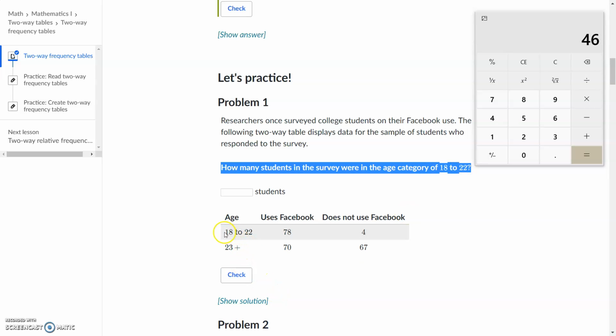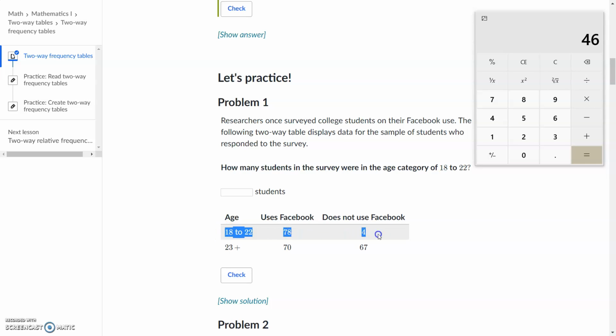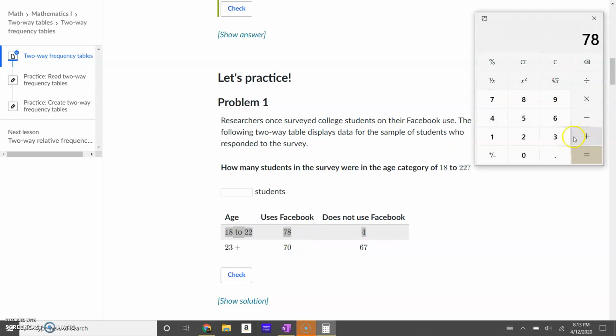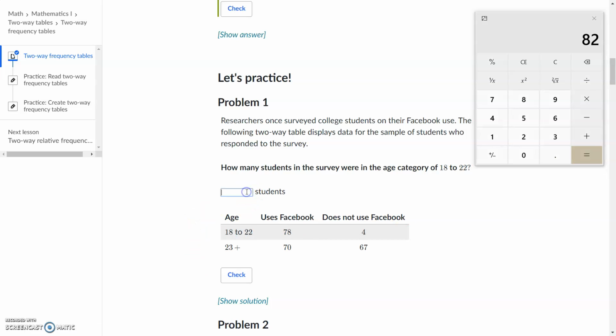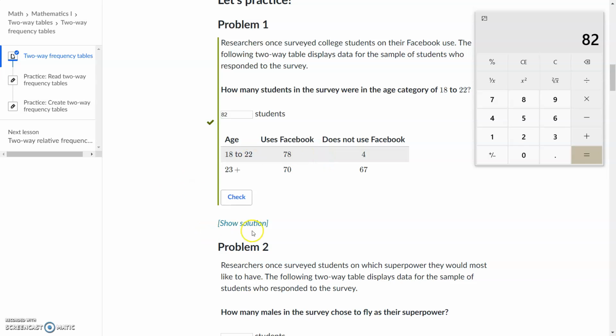Well, 18 to 22 is this row right here, right? So it means we need a total over here. We need to add these two numbers together. So we're going to add the 78 plus the 4, and that gives us an answer of 82. So 82 students were in that category. If you need more information about that, you can click here to show the solution on Khan Academy.